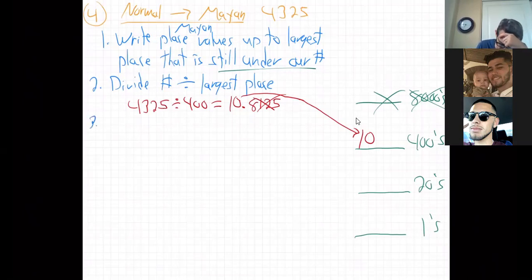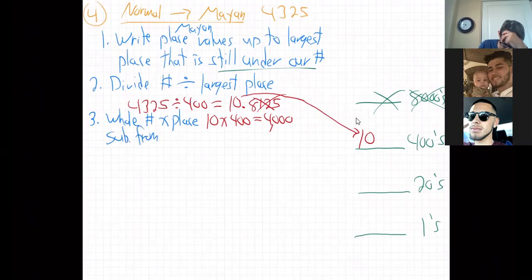And so then you take, oops, scribbly there. Then you take the whole number times the place. So I'm going to take the 10 times the place it's in, right? 10 times 400, 10 times the 400s place. And that's 4,000. And remember what you do is you subtract that from your original number. So I'll take 4,325, subtract 4,000, that leaves 325.